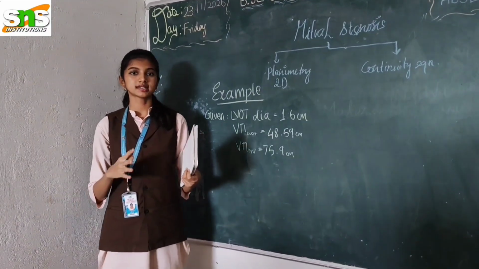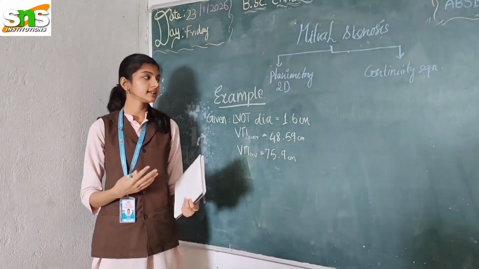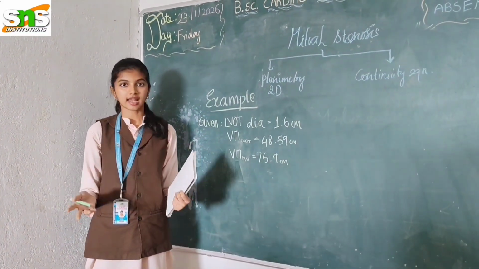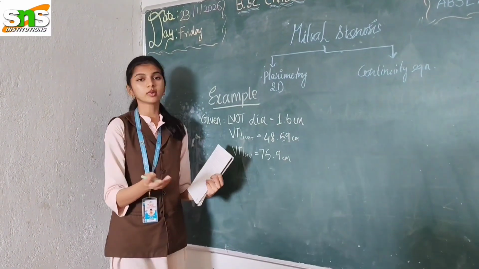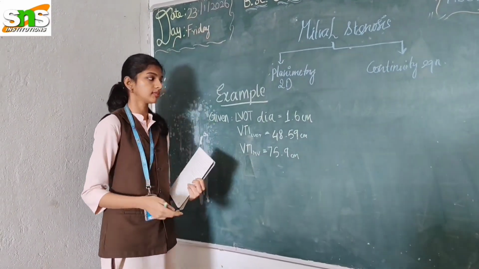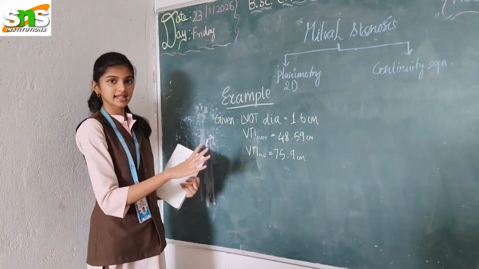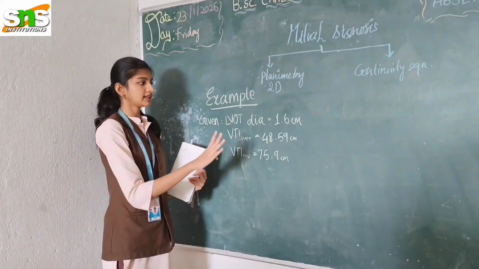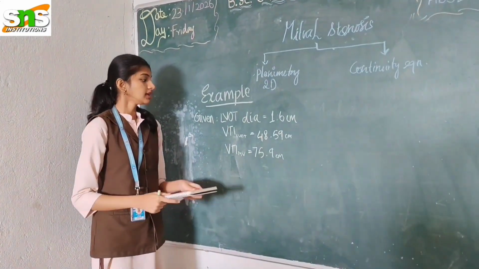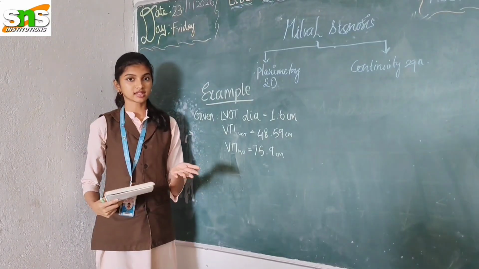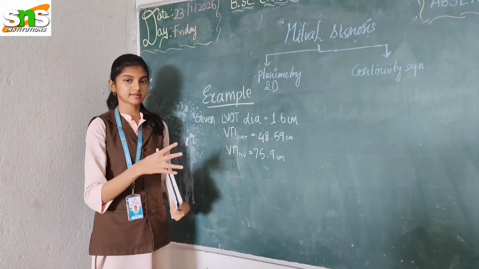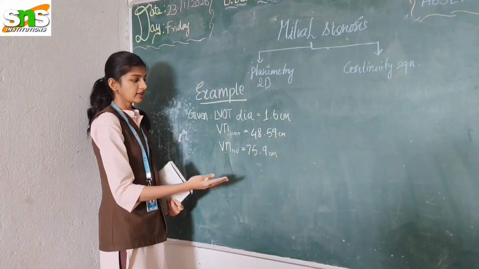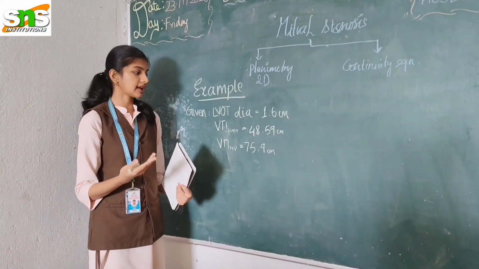So based on all the steps and the concept we saw before, I will present this simple example from which we can see how the MVA is calculated and how we can interpret it with the table given before this. So let's take an example. In this example, we have all this information given: LVOT diameter is 1.6 cm. The VTI of LVOT, VTI meaning velocity time integral, explained before, will be 48.59 cm. And the VTI of MV is given as 75.9 cm.